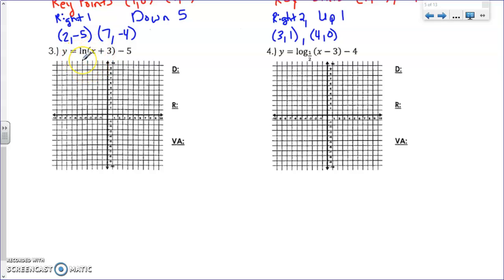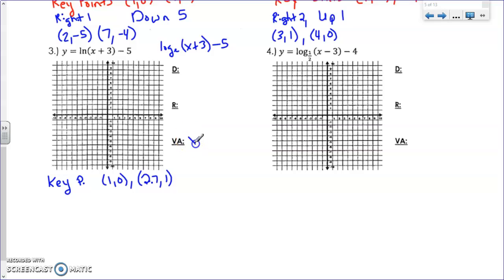Ln. So this is the natural log. So if you remember, the natural log is like log base e, and so this would be log base e of x plus 3 minus 5. Okay, so if you don't remember that, now you know. And if you put that in your calculator, e is 2.7, and so on. So when we use our key points, we're going to have the point always 1, 0. And now the base is e, so that's 2.7 and 1.